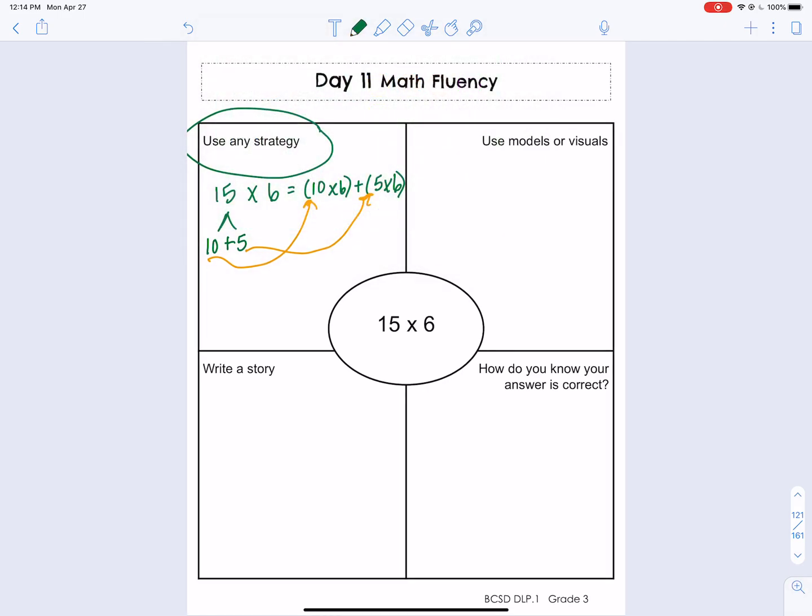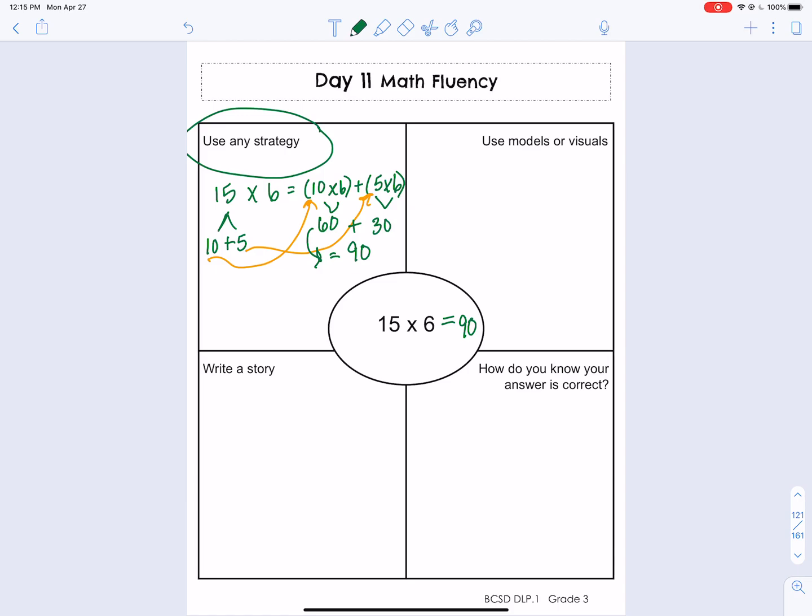So now 10 times 6, that's 60, plus 5 times 6, that's 30. Wow, look how easy this is. Now all I have to do is 60 plus 30, and I can do that pretty easily in my head. That equals 90. So I've just shown one way to figure out 15 times 6. Okay, let's move on to using models or visuals.